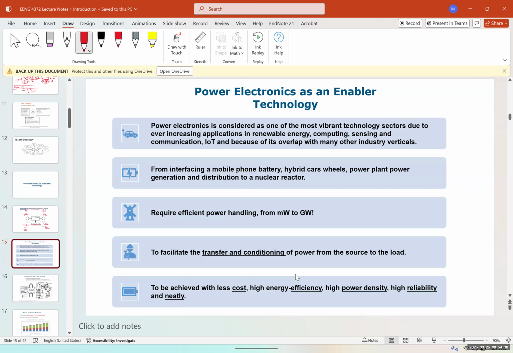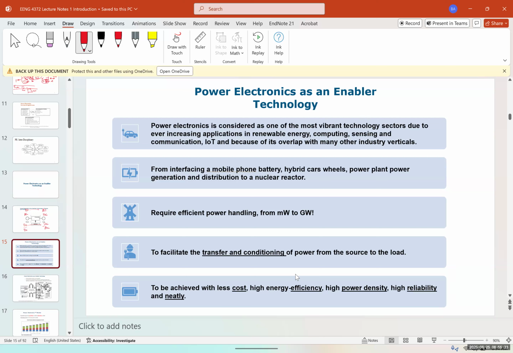And where do we use these? Power electronics is considered as one of the most vibrant technology sectors due to ever increasing applications in renewable energy, computing, sensing, and communication, IoT, and because of its overlap with many other industry verticals. Nowadays, in EVs, it's a big part of that. It's part, even in normal combustion engines. A lot of those parts, like the alternators, the headlights, the computer, the ECU, all of that. ECU is actually a power electronic system unit. It has a lot of power electronic components in it for the high voltage and the low voltage.